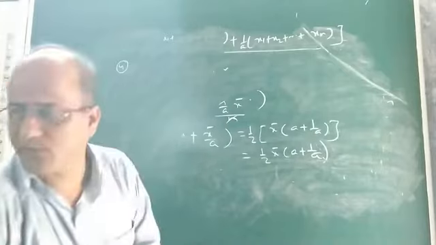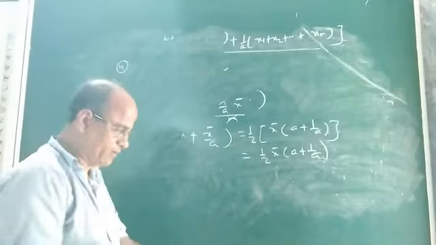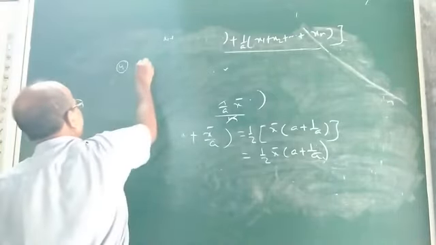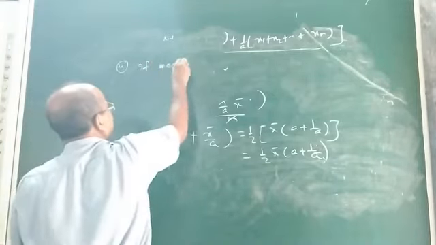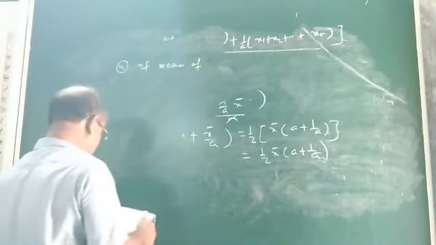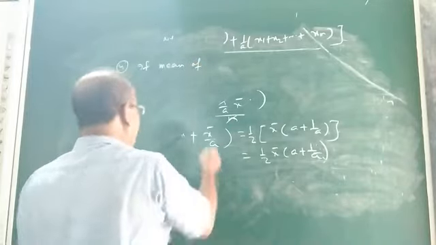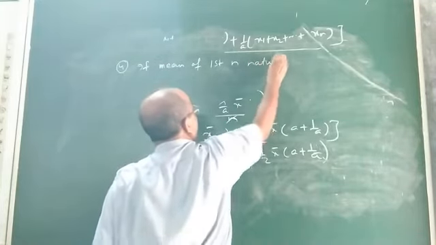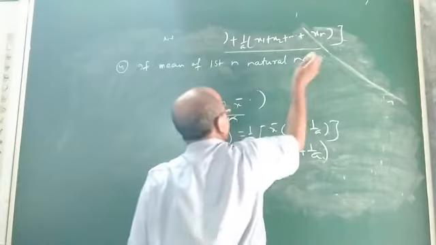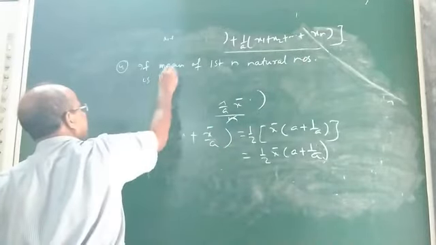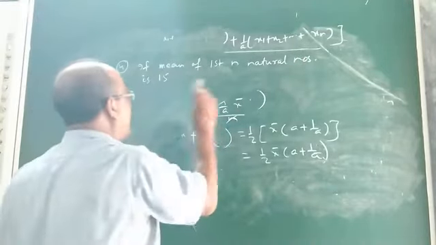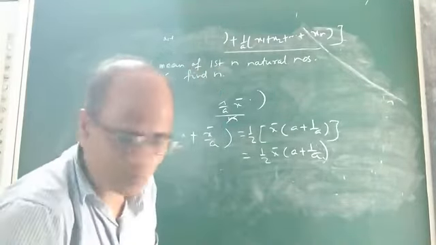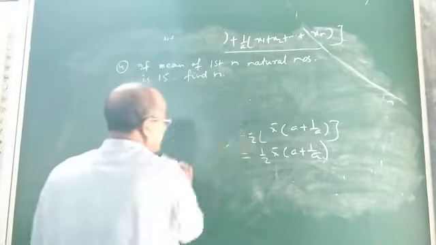Suppose you are given, see, what is question number 4? Question number 4 says that the mean of the first n natural numbers is 15. You see, you are given the mean of first n natural numbers, 15. So find the value of n. Let us see how to do it. How to find the value of n?